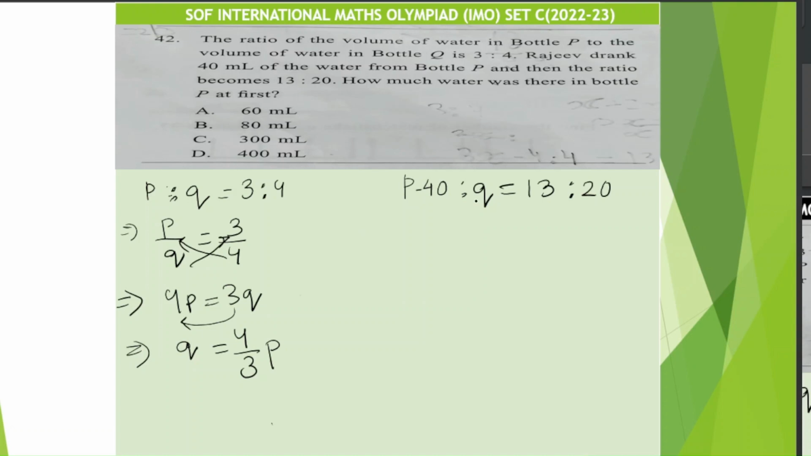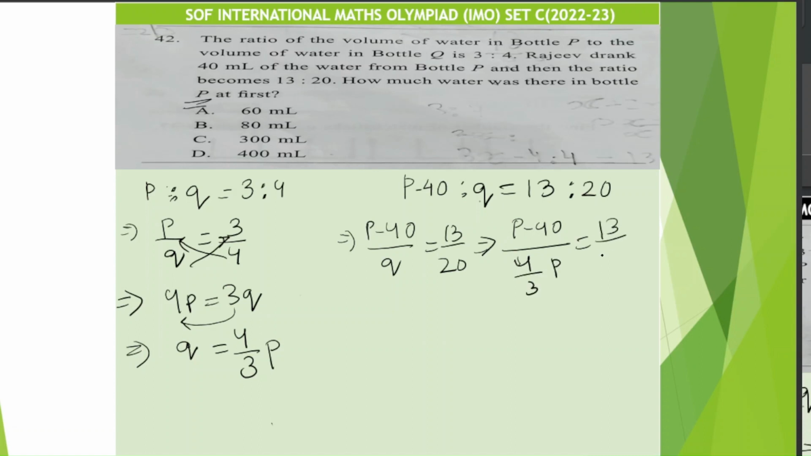Now instead of Q I can write 4 by 3 P to get the value of P. Here also I will write it like a fraction, P minus 40 by Q is equal to 13 by 20. Now P minus 40 by 4 by 3 P is equal to 13 by 20.